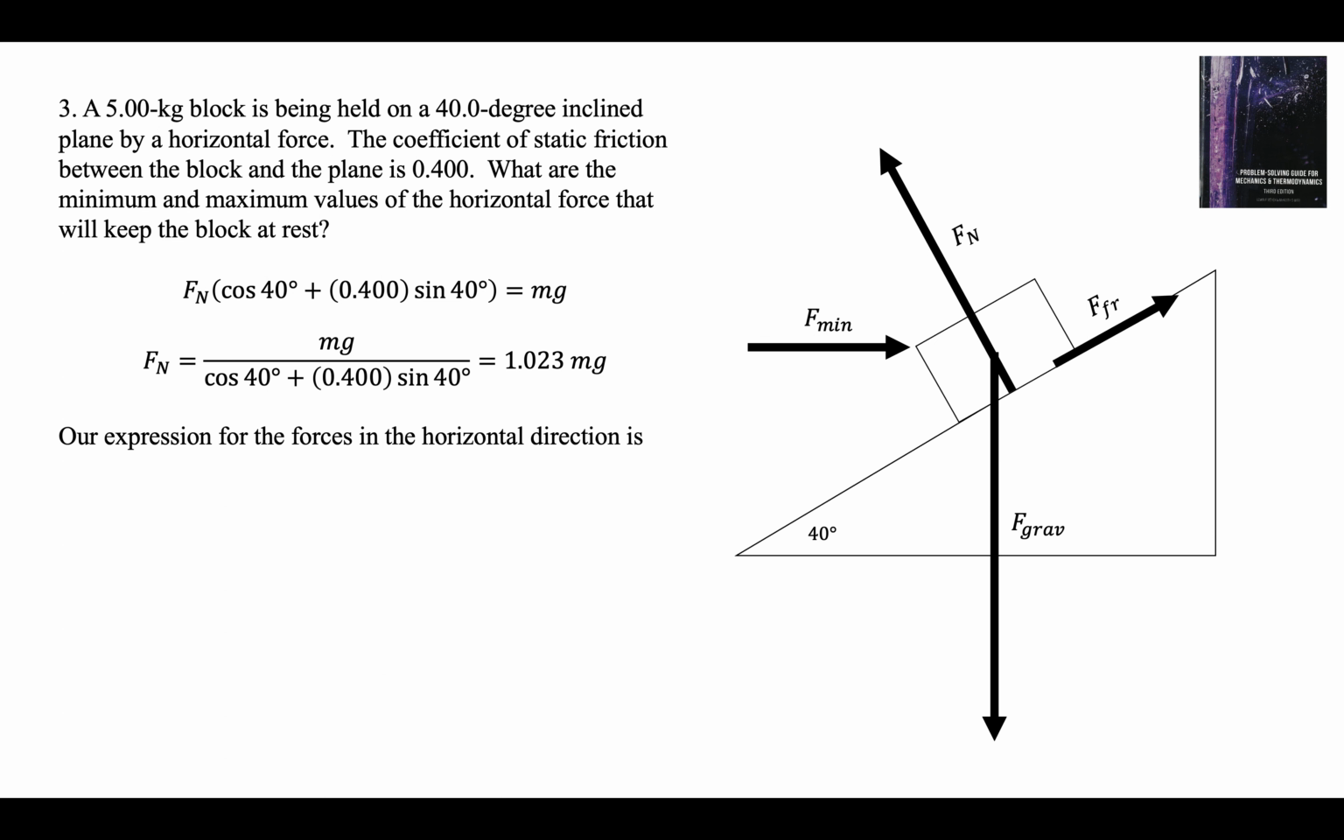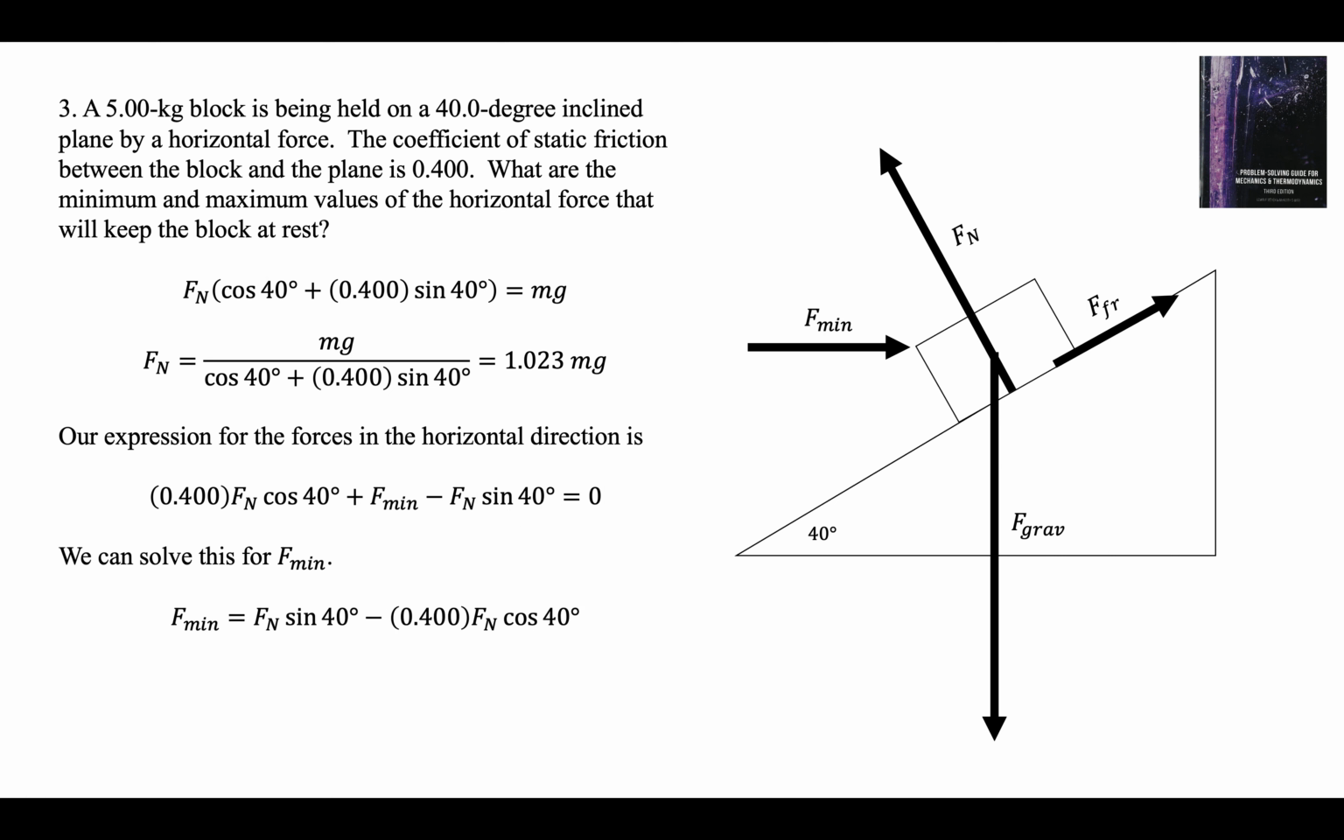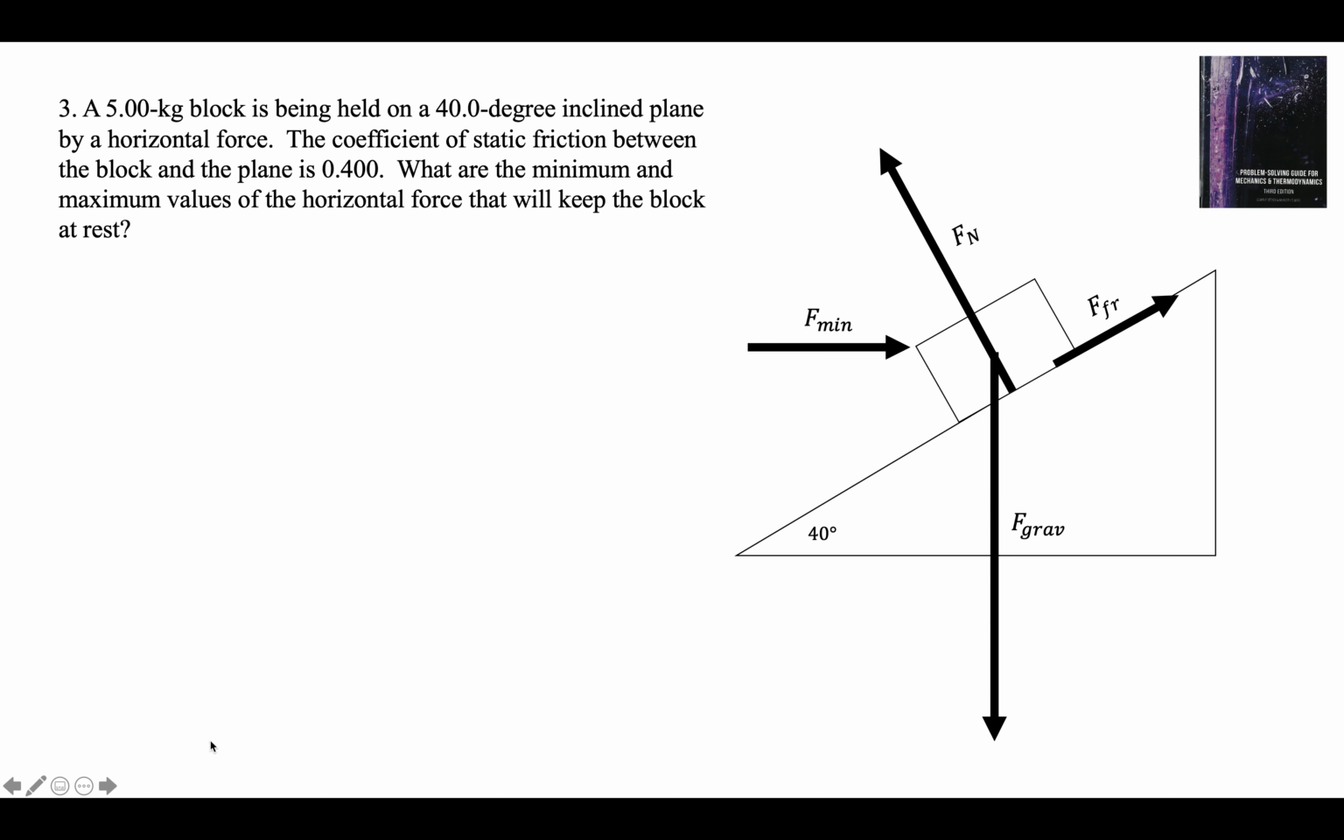Our expression for the forces in the horizontal direction is frictional force cosine 40 plus F min balances Fn sine 40. We can solve this for F min, and we can factor out the Fn. So now we have an expression for Fn right here with only mg in it, and we can stick it in right here, and we'll be able to calculate F min.